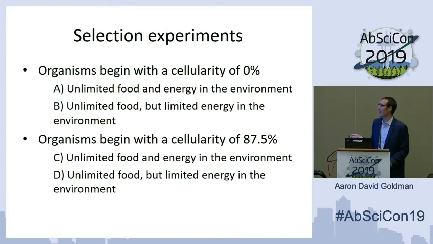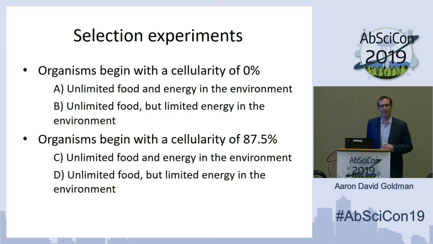Half of those experiments had simulations where organisms began with 0% cellularity, and we either gave them unlimited food and energy in the environment, or we gave them unlimited food but limited the amount of energy in the environment. The other half, so that we could assign a direction of selection here, began with a cellularity value of 87.5%, which is equivalent to 3 cellularity genes, and then again they either had unlimited food and energy in the environment, or unlimited food but limited energy.